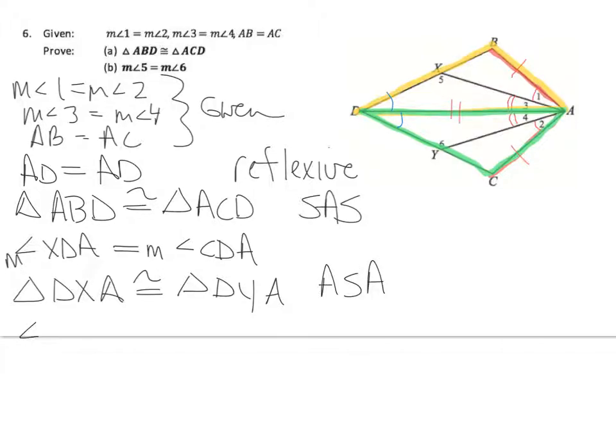So now I can say the measure of angle 5 is equal to the measure of angle 6 because of CPCTC. Oh, I didn't put a reason up here. This one is because of CPCTC also. Phew, that's it. That's the last one. Congratulations. You guys did it.